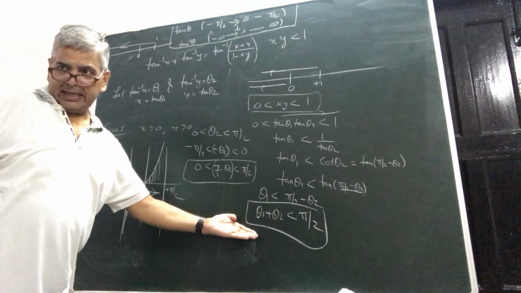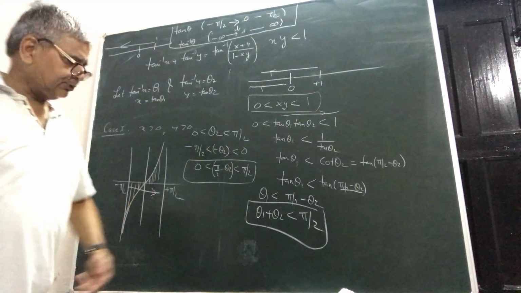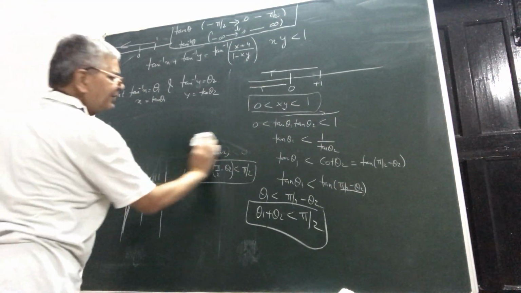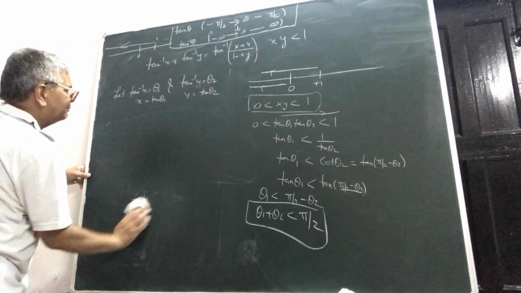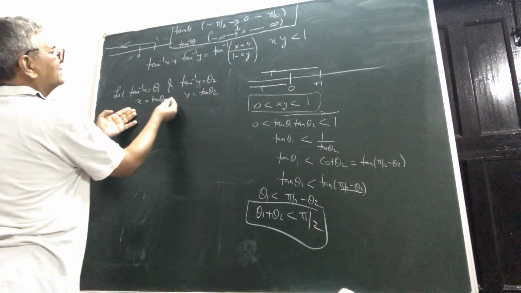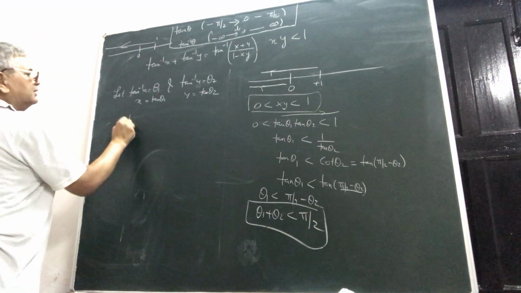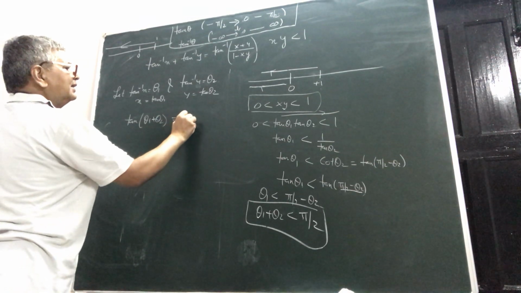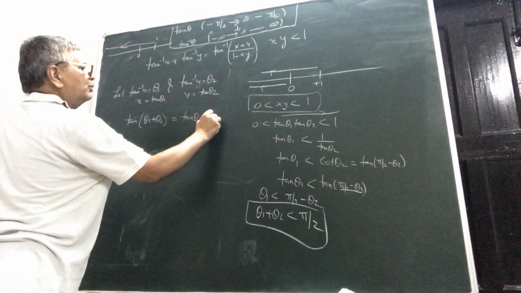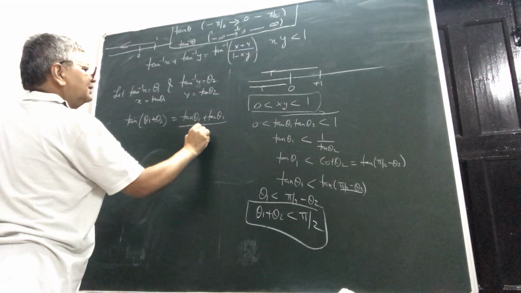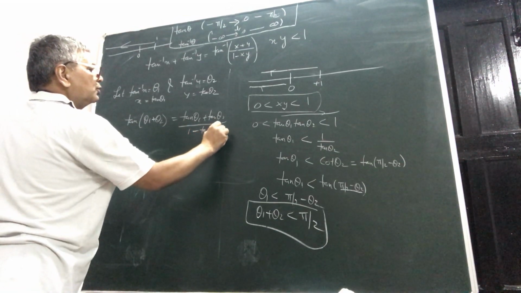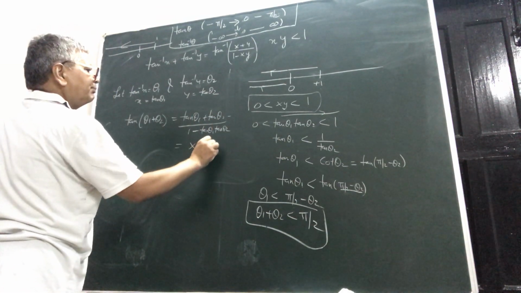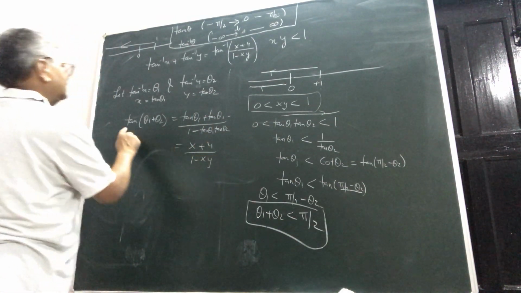This is the result which we were looking for. Because once we can obtain this result, theta 1 plus theta 2 is less than pi by 2, then there is hardly anything in the proof. The proof will come immediately with comfortable ease, because x is tan theta 1, y is tan theta 2, and you will simply calculate what? Tangent of theta 1 plus theta 2, which is tangent theta 1 plus tangent theta 2 upon 1 minus tangent theta 1 tangent theta 2. So this is x plus y upon 1 minus xy.